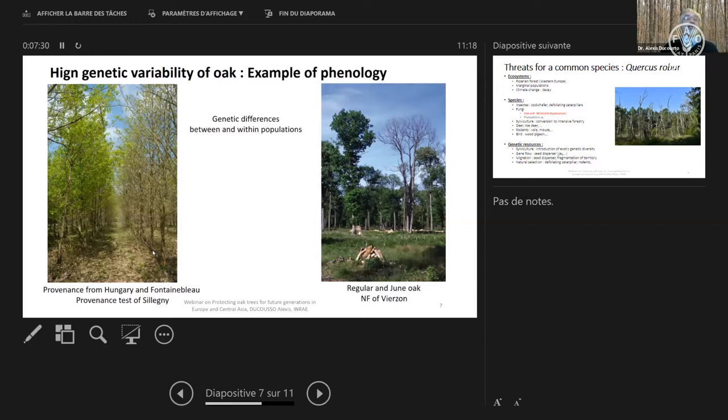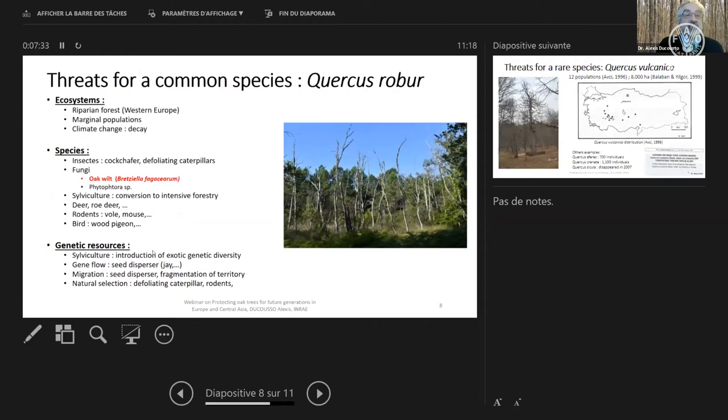Now we will see the different threats, and we will start with the most common species in our region, which is Quercus robur. We will review three levels: ecosystem, species, and genetic resources. For example, most of the riparian forests have disappeared in Western Europe. A lot of marginal populations have disappeared, and we have a huge problem with decay due to climate change. And we can see on this photo a population of pedunculate oak in my region.